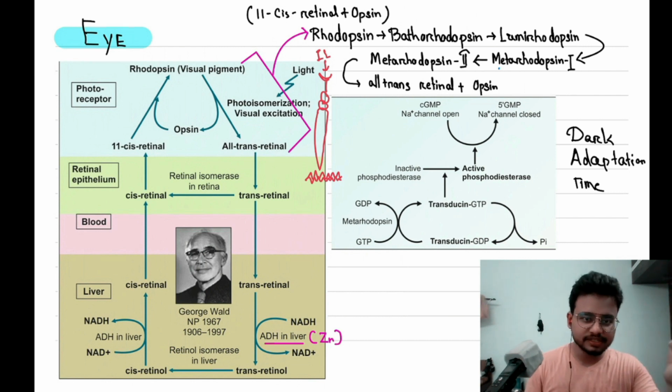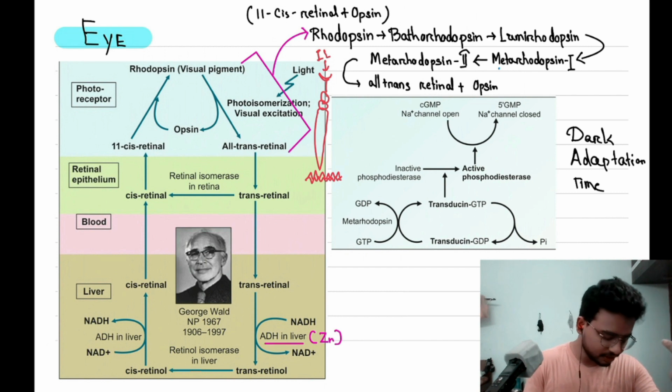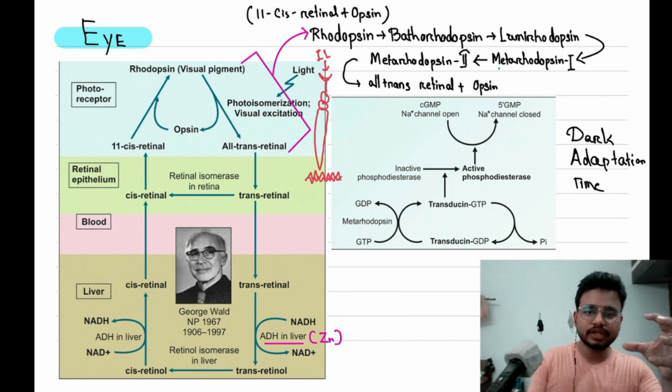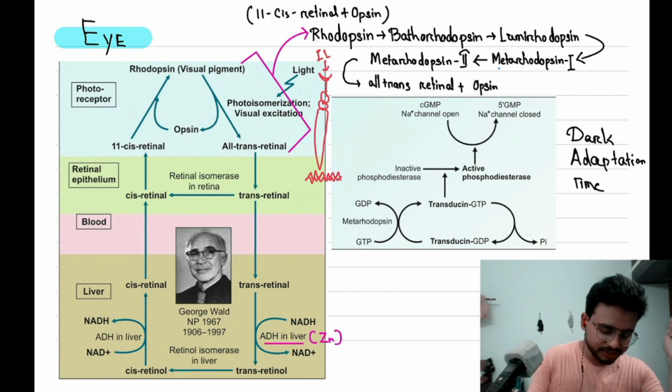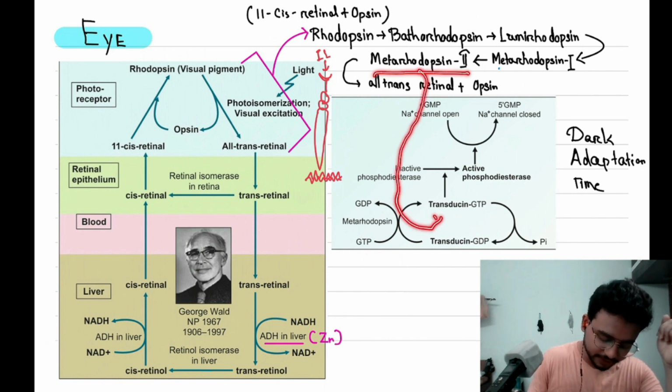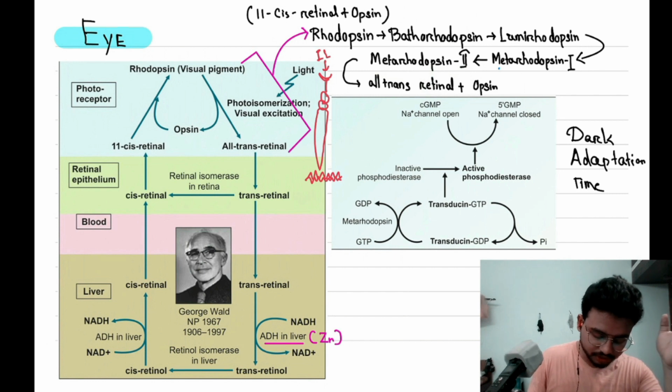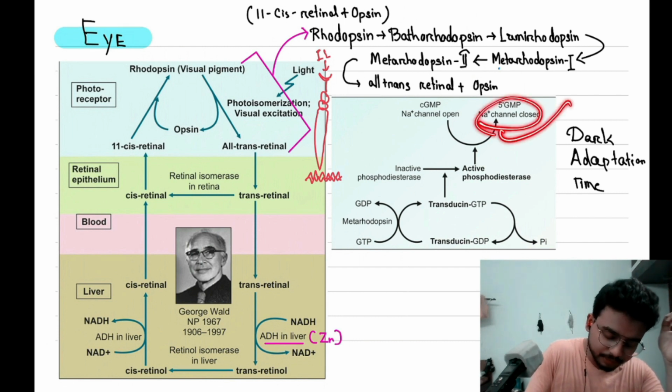But actually, during this conversion of 11-cis retinal to all-trans retinal, there is an important step called metarhodopsin II. The metarhodopsin II is useful to activate transducin protein. The transducin, when activated, activates phosphodiesterase from inactive state to active state, which in turn converts cGMP to 5' GMP, which closes the sodium channel. When the sodium channel gets closed, it causes hyperpolarization.